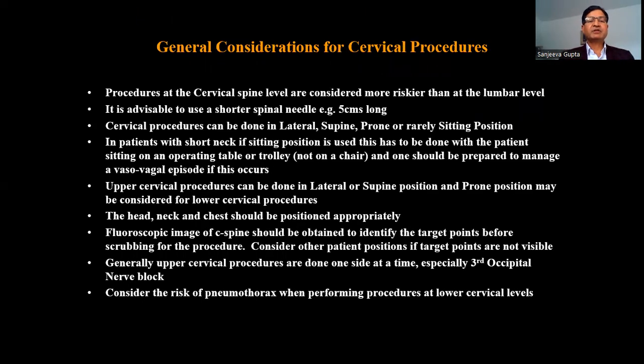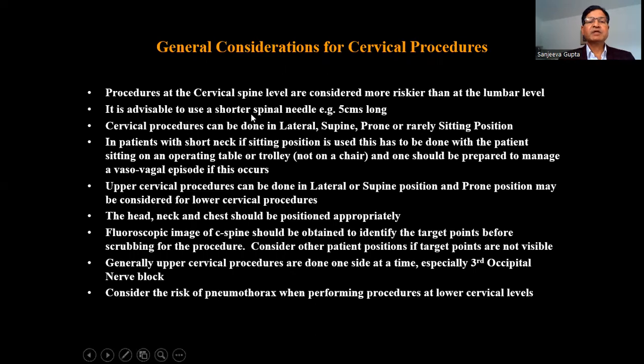Again, general considerations. Procedures at the cervical spine level are considered riskier than lumbar level. In a very narrow space, a lot of structures are there, so the chances of complications are higher. And as I said, one should do at least 100 lumbar procedures before attempting thoracic and cervical procedures to get a hang of how to navigate the needle, to understand the techniques of doing this procedure better.